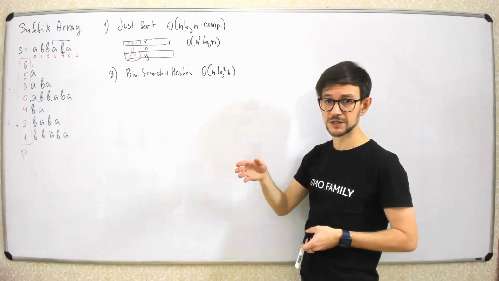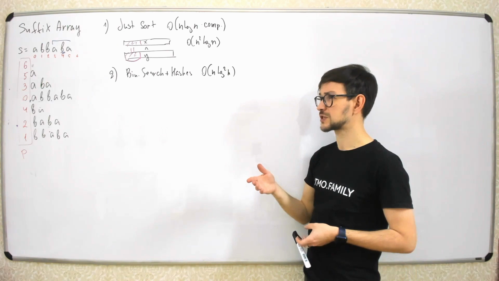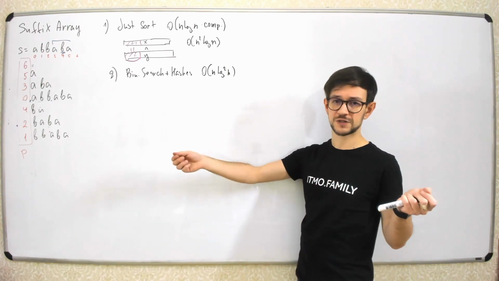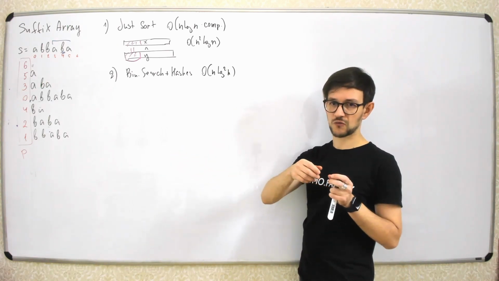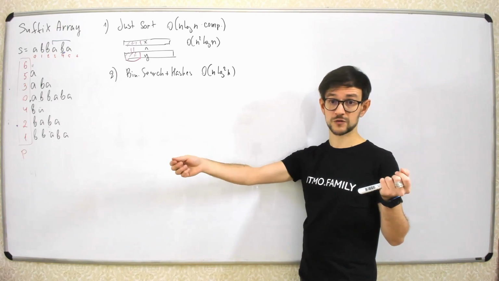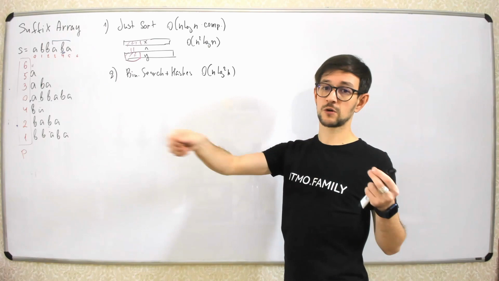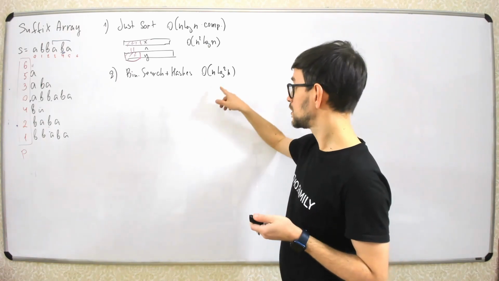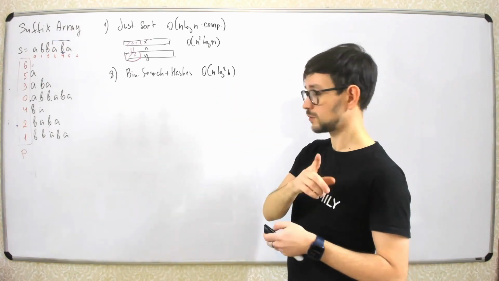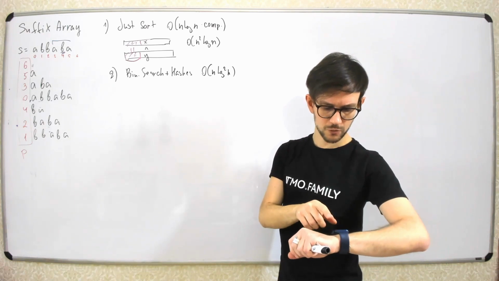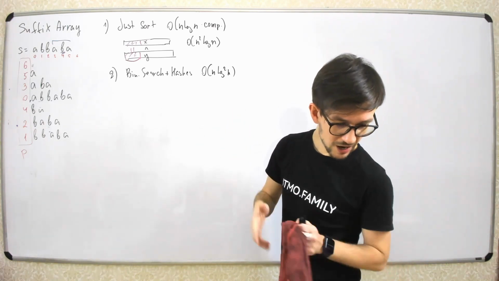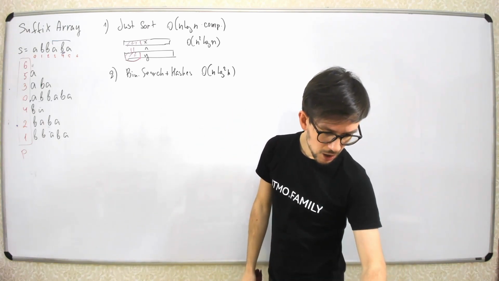If you have some bad cases, what's a bad case? For example, if all characters are equal, you have a string of the same letter, a very long string, then the simple comparator will just go across the whole string each time. So this will be much better, but we will make it. Okay, I talk about this algorithm too much.